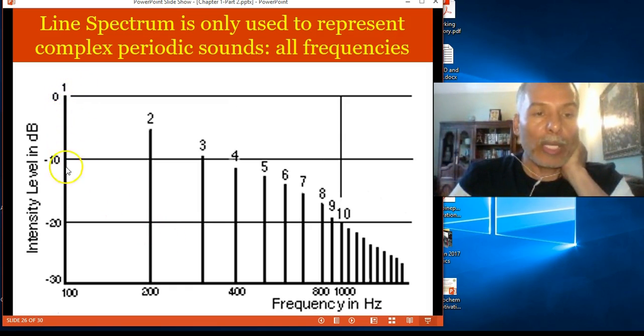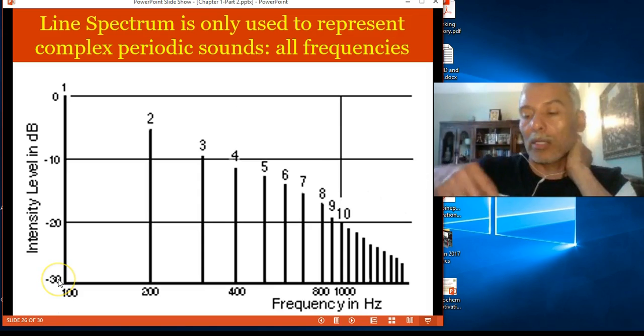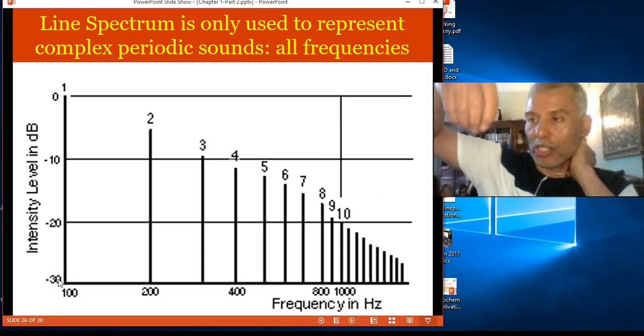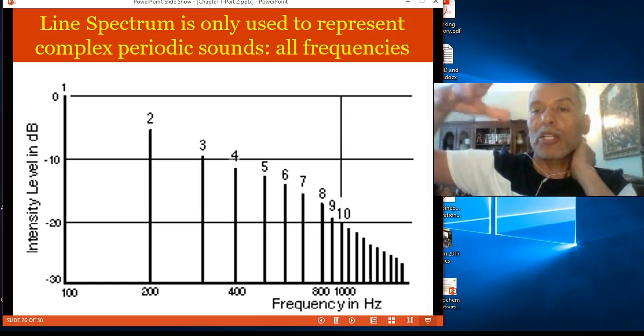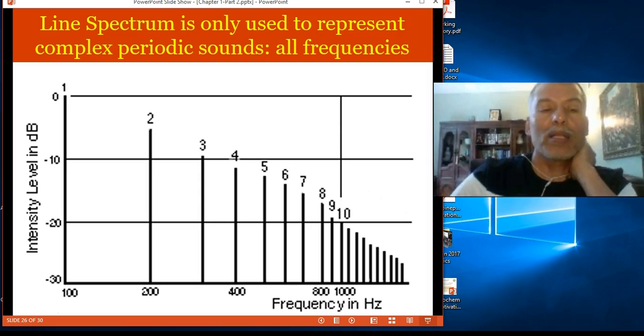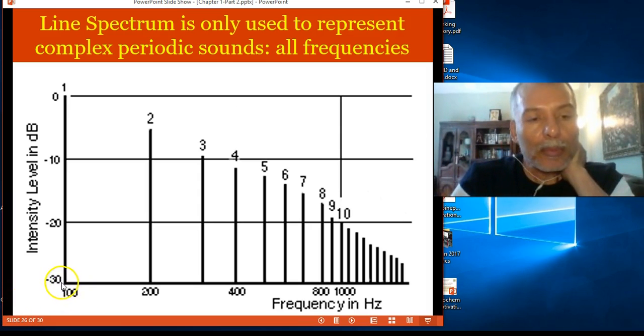The string, when you pluck it the first time, let's say it makes 100 times per second, 100 vibrations per second. So that is the period of that vibration: when you lift the string and let go the first time, it vibrates at that rate, 100 times per second. So that will be the fundamental frequency.